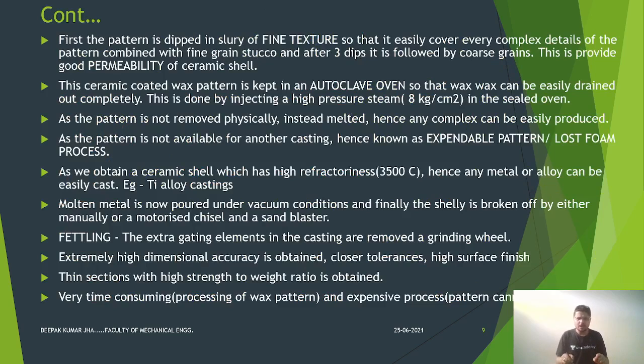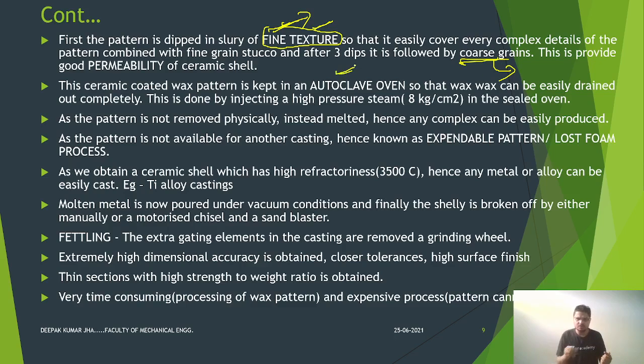Now see, one of the very important points regarding your stucco coating is that your slurry contains 2 to 3 repeated dips with the fine texture of the slurry, so that every complex detail can be easily covered by the coating. And then to obtain a good permeability, as we have discussed in our previous class in the properties of molding sand, coarse grains have better permeability to offer, right? So coarse grains slurry is used for another 2 to 3 dips of the pattern.